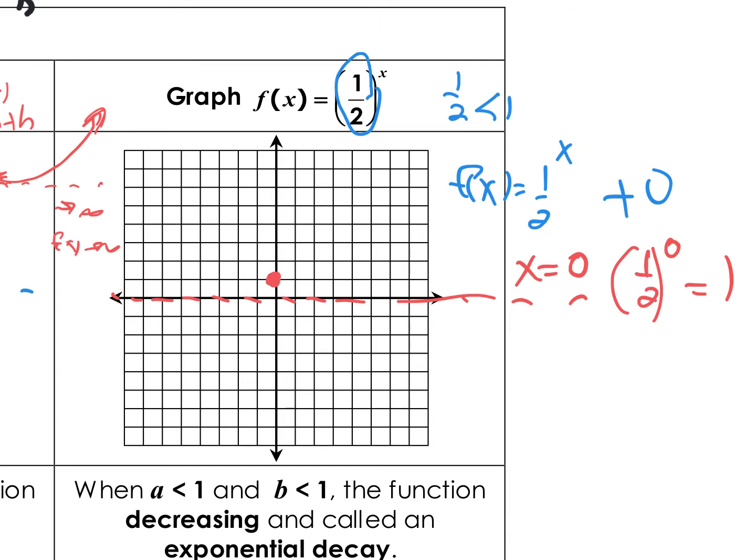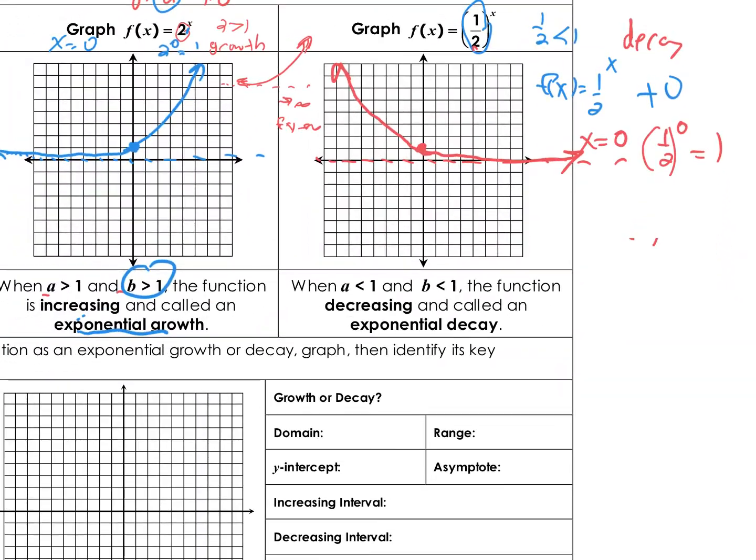But it's a decay. This is a decay. Decay means that as I go to the right forever, it's getting lower and lower and lower. But to the left forever and ever, it's going to go up. So that's a good generic graph.